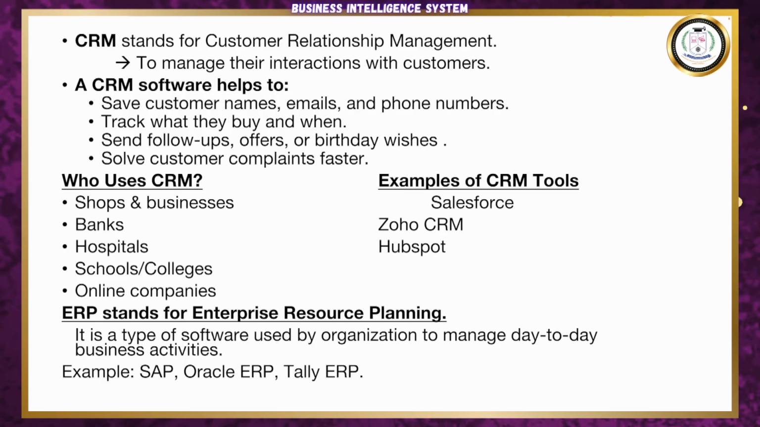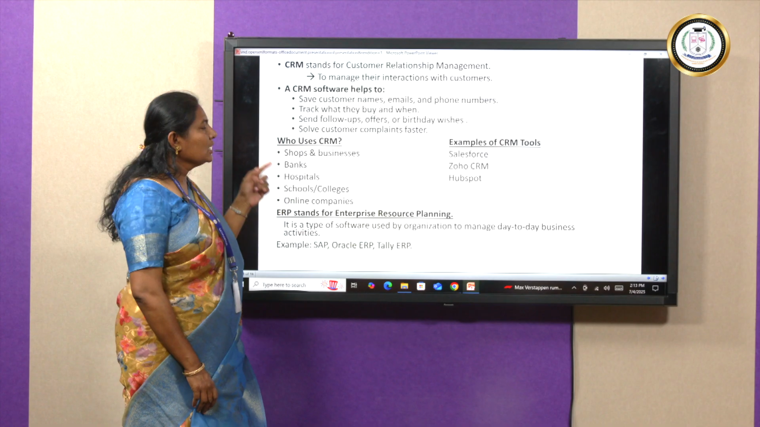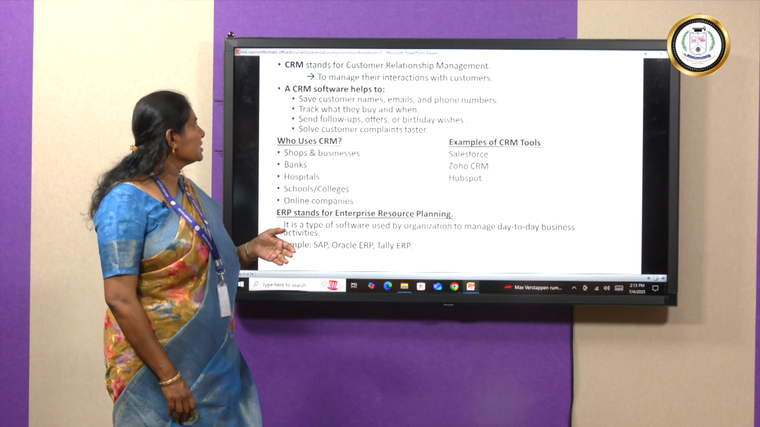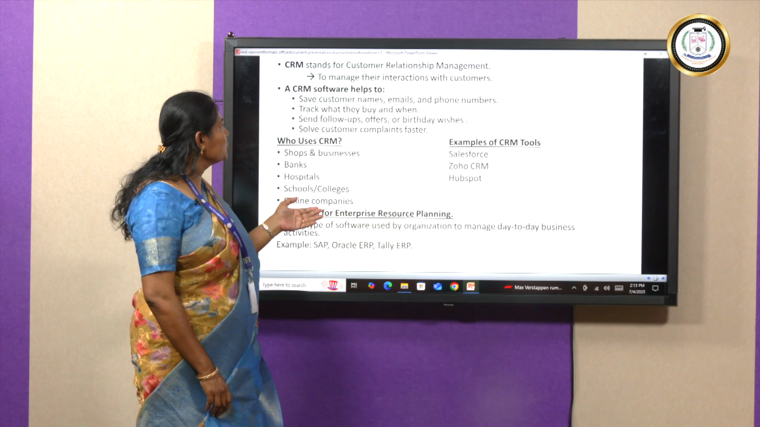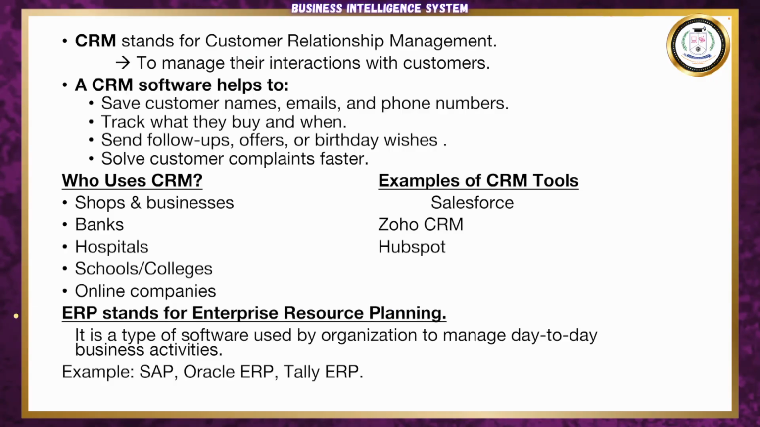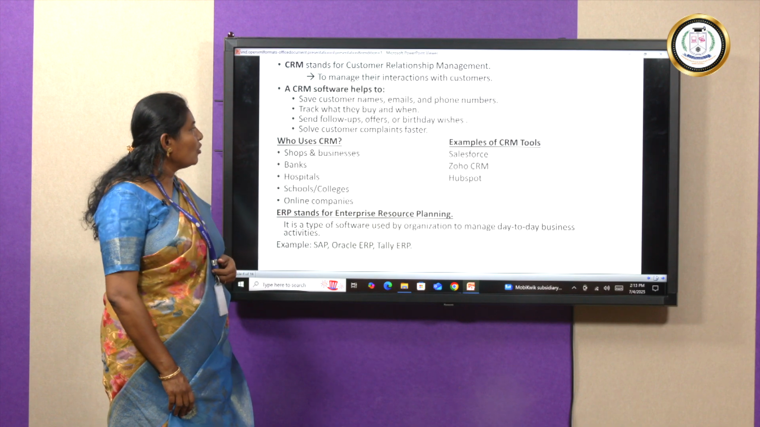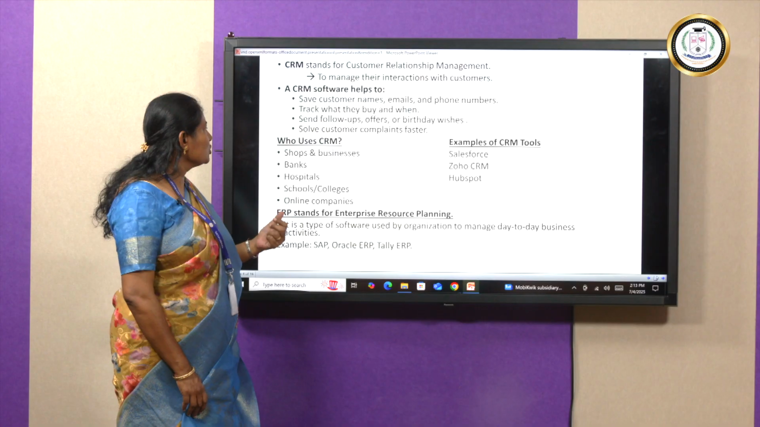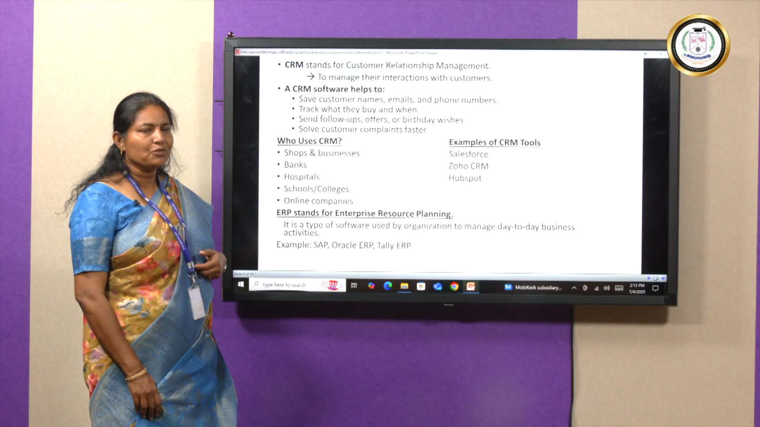CRM is one kind of database. CRM stands for Customer Relationship Management. We can see this CRM unit in all the malls and supermarkets, which helps the customers. Here they save customer names, emails, and phone numbers. We can also track what they buy and when they bought the products from the particular unit. They also send follow-ups, offers, and birthday wishes to their customers. It is used to solve customer complaints faster.